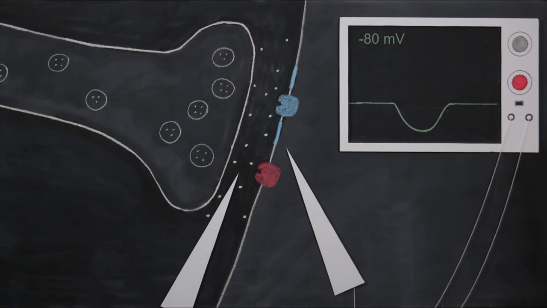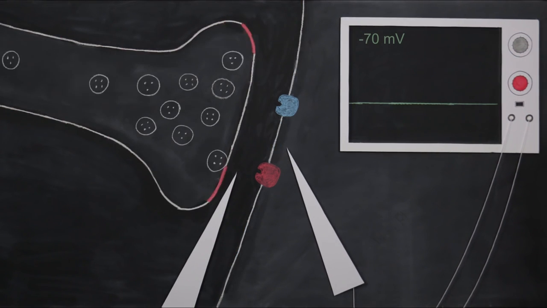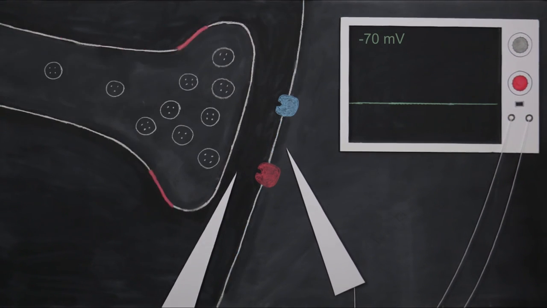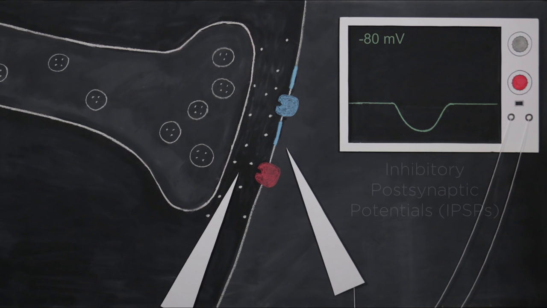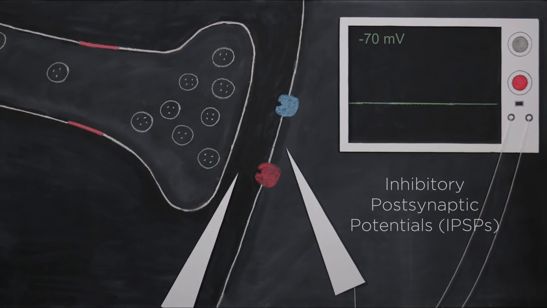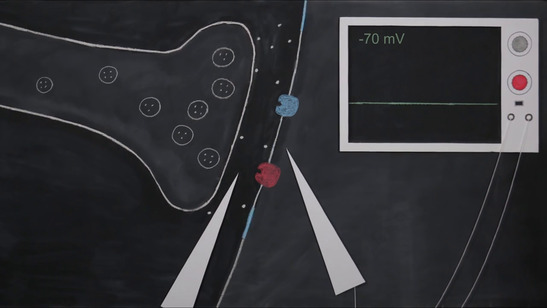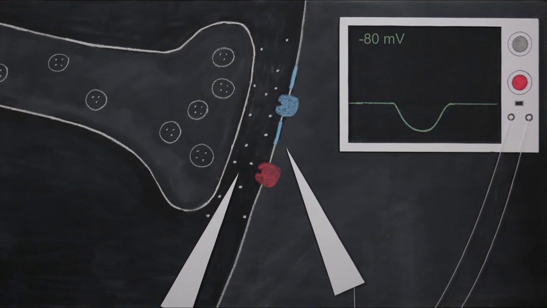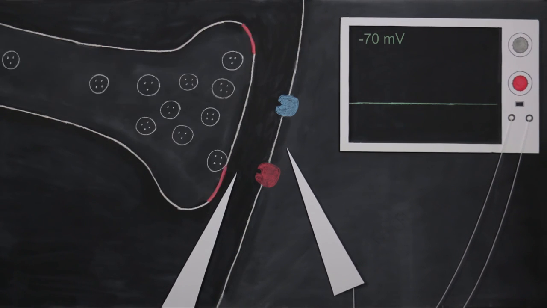The first possible effect they might have is to hyperpolarize the receptive membrane, that is, increasing the polarization of the membrane potential. We can see this hyperpolarization as a downward deflection on the oscilloscope. Postsynaptic hyperpolarizations are called inhibitory postsynaptic potentials, or IPSPs, because they decrease the likelihood that the neuron will fire an action potential.